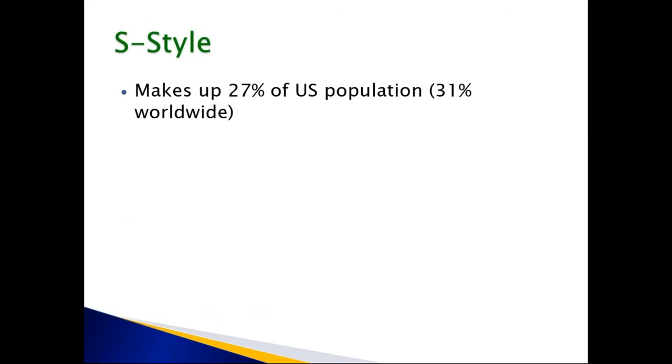All right, so they make up 27% of the U.S. population. So you can see the S style and the I style are a big swath. And as I said, the D personality is smaller, but they're much easier to spot than these other styles, much easier.